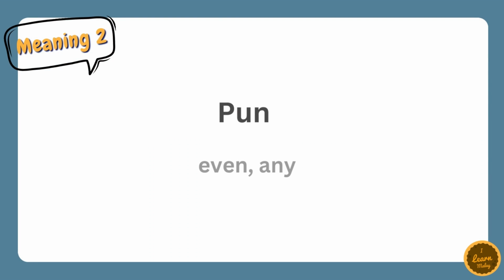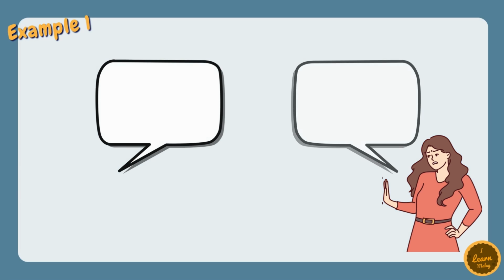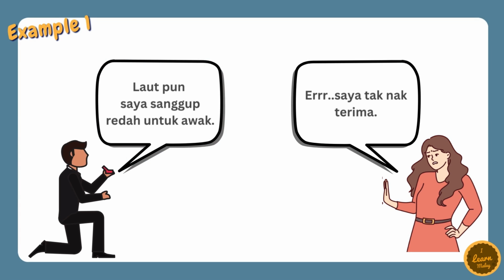The second meaning of pun is even, any. Let's see an example. The man is proposing to the lady. He says, "Laut pun saya sanggup redah untuk awak." Laut means the sea or the ocean. Laut pun means even the sea or even the ocean.